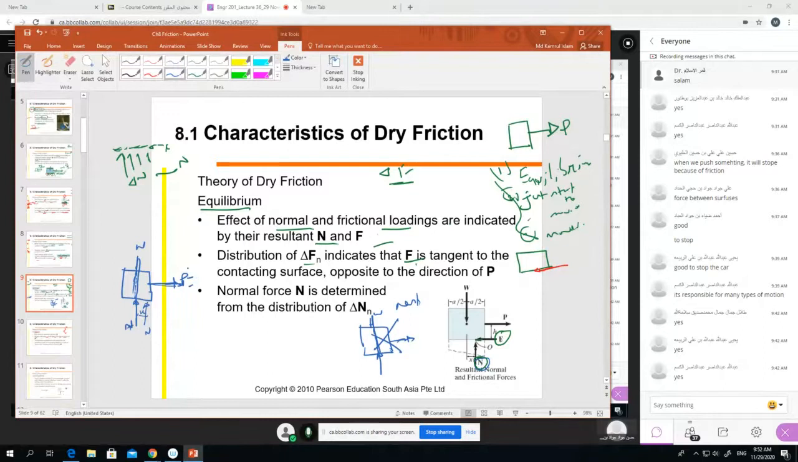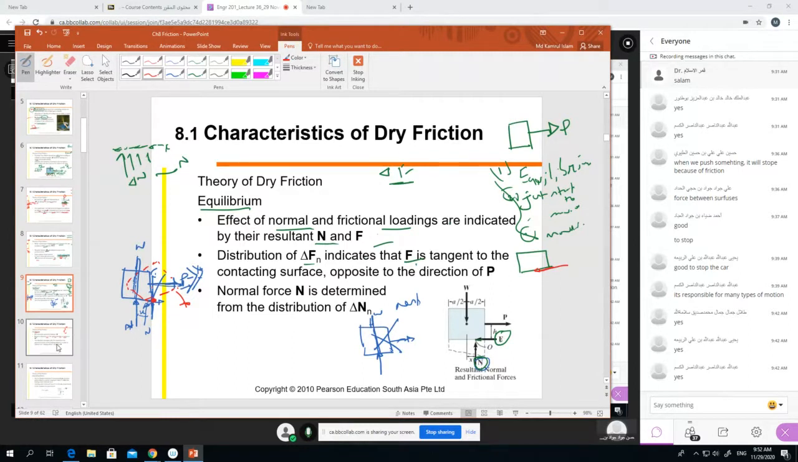If you push more, if you apply more force P, then N will come to here, just at the corner. If you increase P a little bit more, then N will come outside of this corner, and finally the block will start tipping. The block will fall down like this, starting to tip at the corner point.